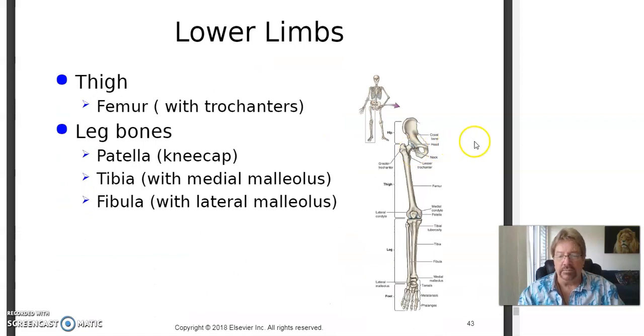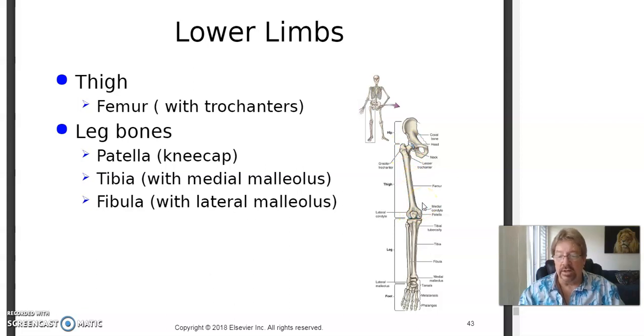Okay, the lower limbs. Now again, like Dr. Tom said, it's very similar to the arms. So you learn one, you kind of almost learn the other. Okay, here's the hip bone. The thigh bone is called the femur. Here it is. The thigh bone is called the femur.